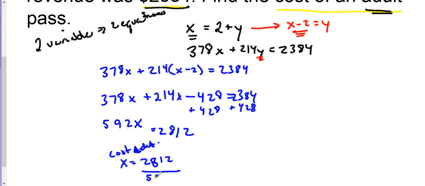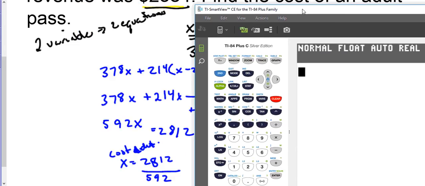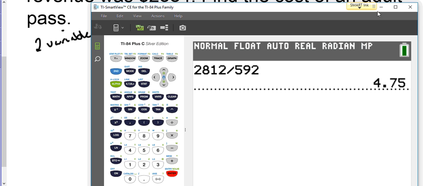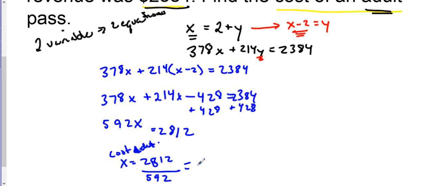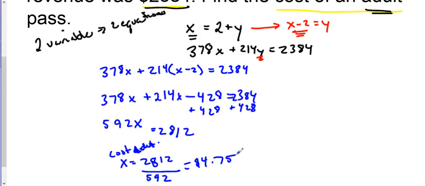Now that's a little difficult, so I'm going to take my calculator right here and clear it. We're going to take 2,812 divided by 592, and let's find out what the final answer is. It's 4.75. So that means it's $4.75, 75 cents. There it is. That is the cost of an adult pass.